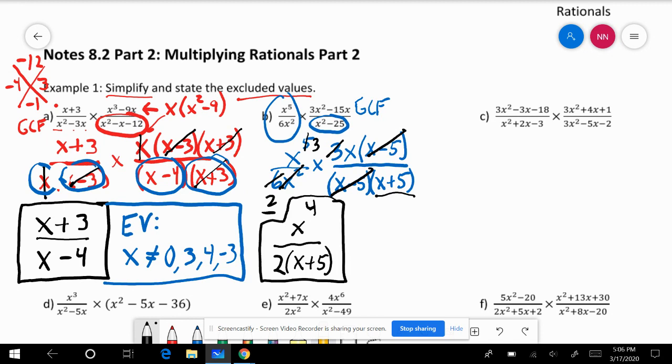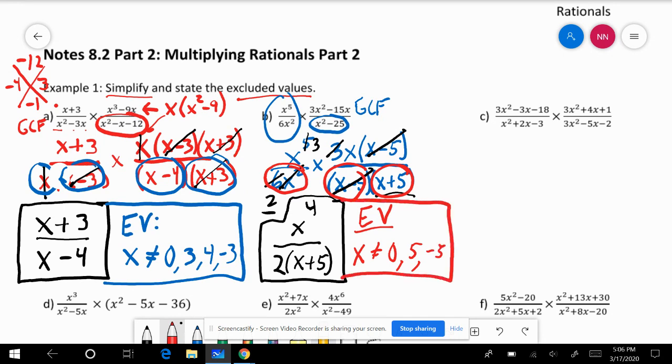Now we're going to find our excluded values. Our excluded values are what give us 0 in the denominator. So right here, what gives us 0 is a 0. Whenever it's a monomial, it's always 0. Right here, it's a positive 5. And right here, it's a negative 5. And that right there would be our second answer.